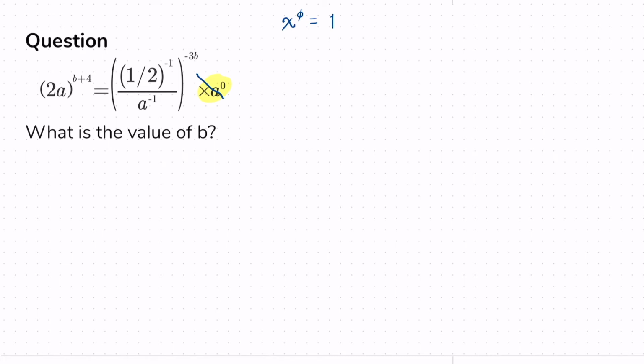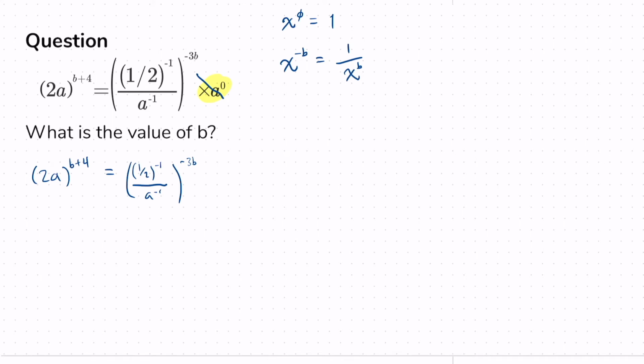Now, I'm going to leave the left-hand side to itself for the moment, 2ab plus 4. And I'm going to try and resolve the right-hand side. Half to the -1, a to the -1, -3b. Now, what does this mean? Negative b, right? Well, that means 1 over x to the positive b. It doesn't mean a negative number, right? It's a different kind of relationship. So it's 1 over the positive indices.